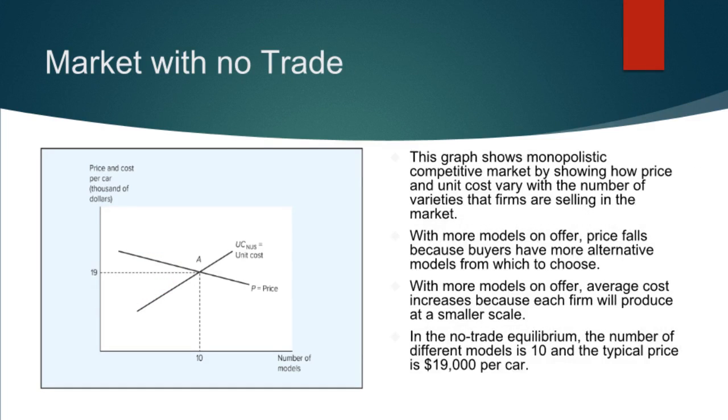This graph shows price and unit cost variations with the number of varieties that firms are selling in the market. With more models in the market, price falls because buyers have more alternative models from which to choose. With more models in the market, average cost increases because each firm will produce at a smaller scale. In the no-trade equilibrium, the number of different models is 10 and the typical price is $19,000 per car.